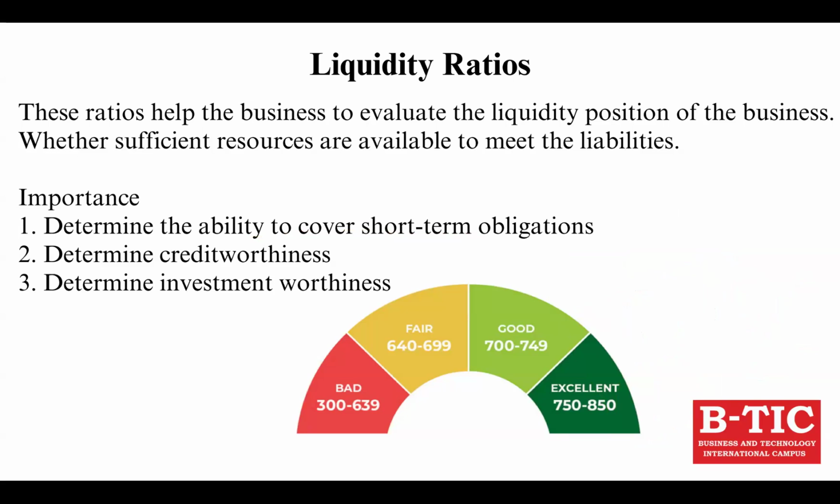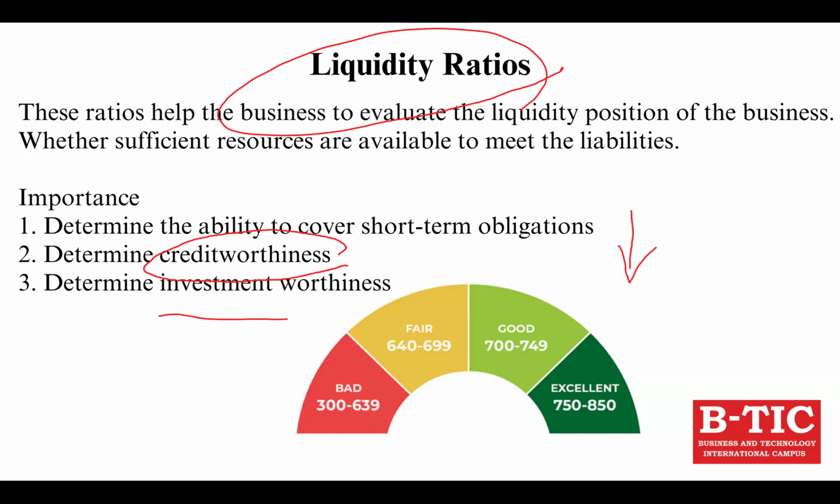Number 2, determine credit worthiness. Creditors analyze liquidity ratios when deciding whether or not they should extend credit to a company. They want to ensure that the company they lend to has the ability to pay them back. So if the liquidity ratio is low, then the creditors are not going to lend you the money. That is why it determines credit worthiness. So it's very important for you to have at least an average liquidity ratio.